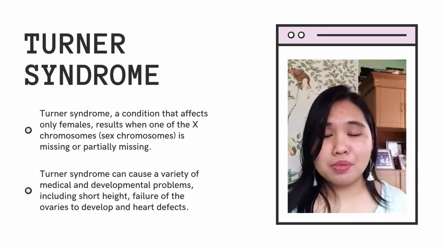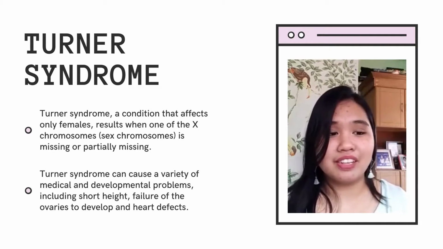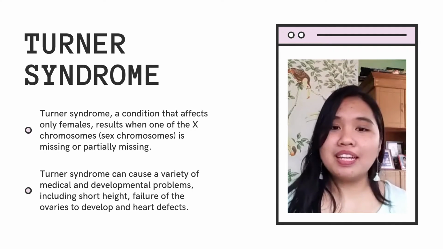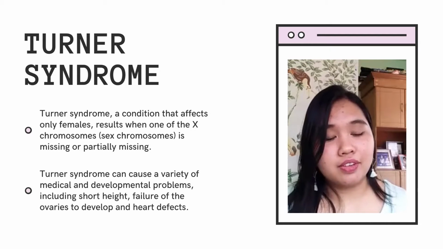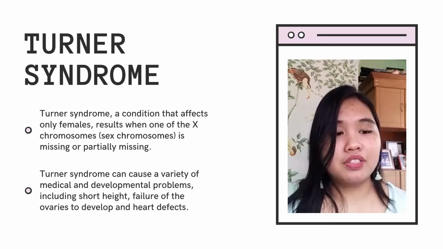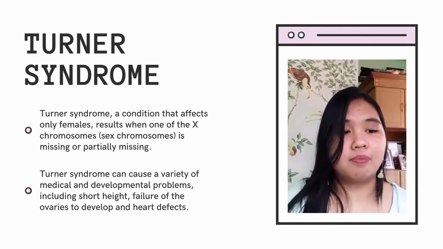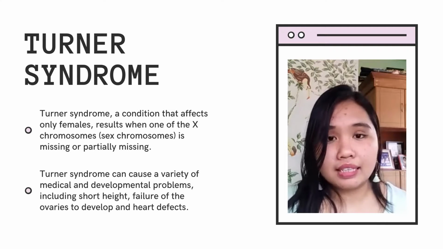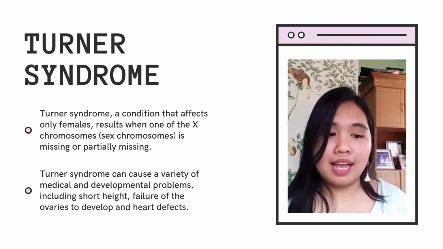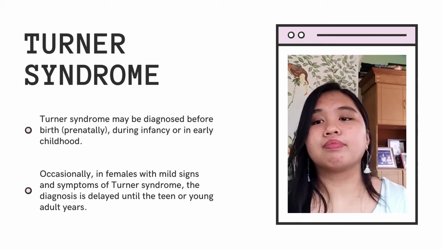So for my chosen chromosomal aberration, we have Turner syndrome, and this presentation is to give light to this syndrome. So what is Turner syndrome? Turner syndrome, a condition that affects only females, results when one of the X chromosomes, the sex chromosomes, is missing or partially missing. Turner syndrome can cause a variety of medical and developmental problems, including short height, failure of the ovaries to develop, and heart defects.